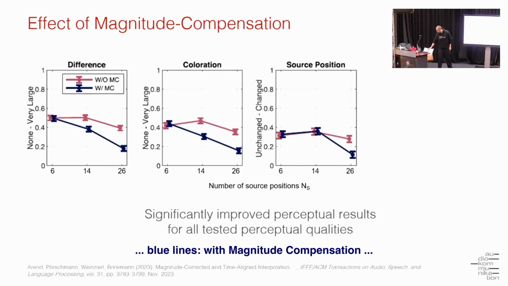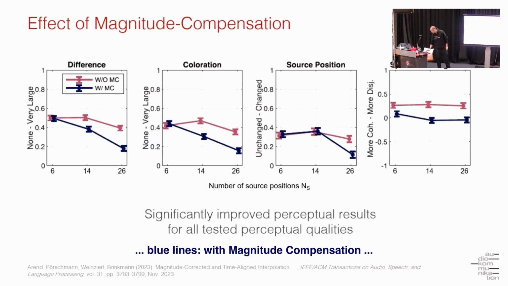And what I also find nice, we have less spatial disintegration if using magnitude compensation. To put it in other words, the interpolated sources are spatially more compact if we're using magnitude compensation. So this means that if we don't apply it, for some cases you hear parts of the source at one position and, for example, a high frequency part at another position. And this is getting better if we are applying magnitude compensation.